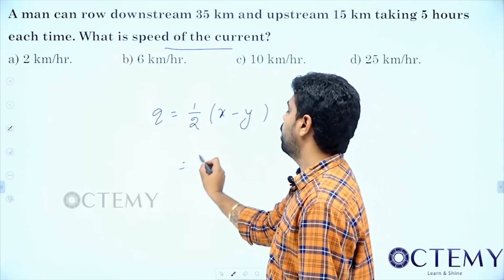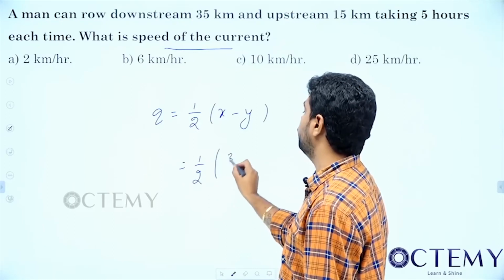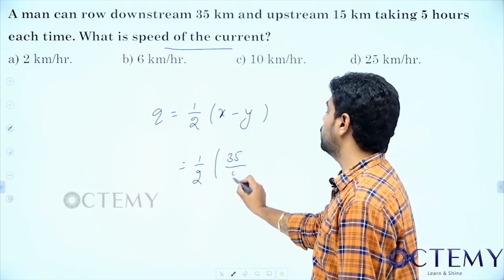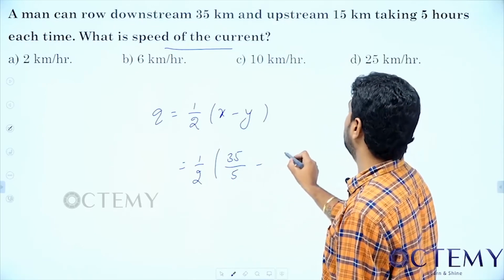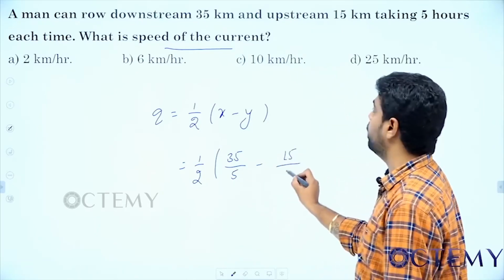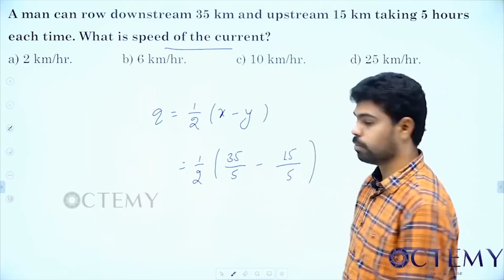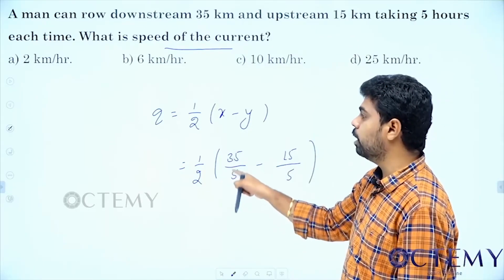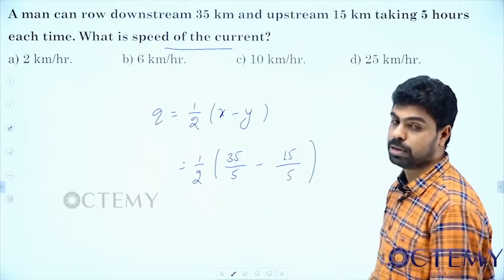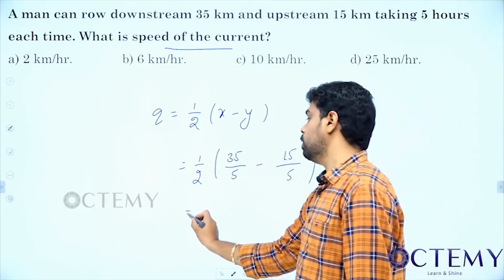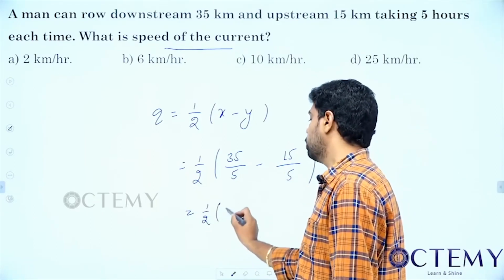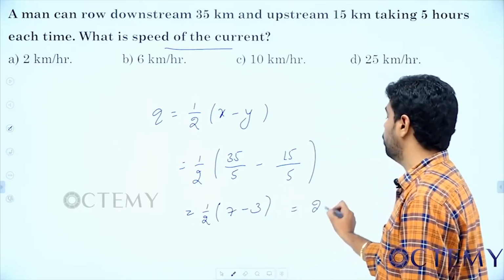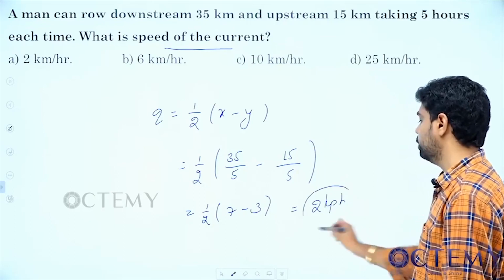So this is half into, what is the distance? 35 by, downstream time is how much? Both times he is taking 5 hours. Minus upstream, how many kilometers? 15 kilometers by 5 hours. Okay, directly I am substituting: downstream distance by downstream time is nothing but x. Upstream distance by upstream time is nothing but y. So this is half into 7 minus 3. So this is 2 km per hour. That's it. Simple.